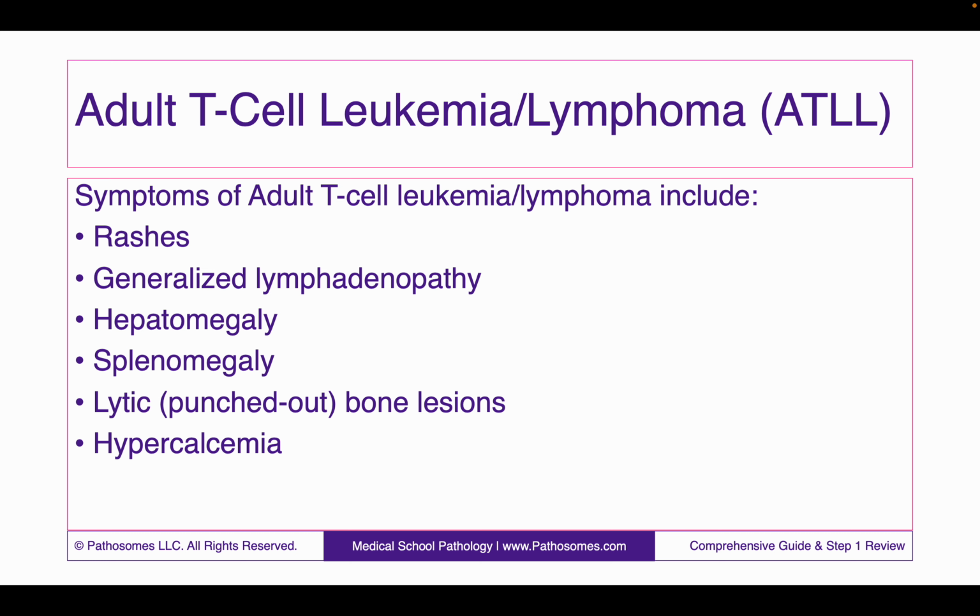Now, symptoms of adult T-cell leukemia/lymphoma include rashes, generalized lymphadenopathy, hepatomegaly, splenomegaly, and lytic, aka punched out bone lesions. Also, there might be hypercalcemia.